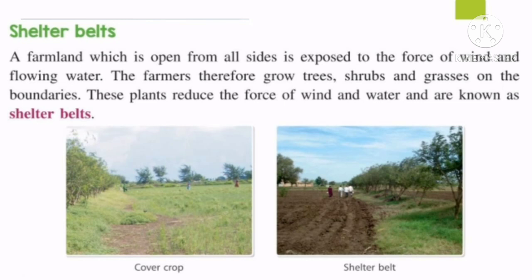So, dear class, farmers grow a belt, a series of plants, shrubs and trees, near their farmland, so that they will reduce the force of wind as well as water. So ultimately, it will result in a decrease in soil erosion.